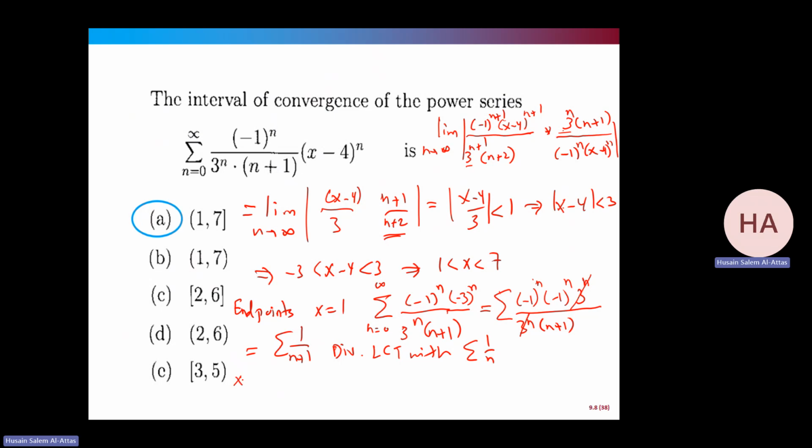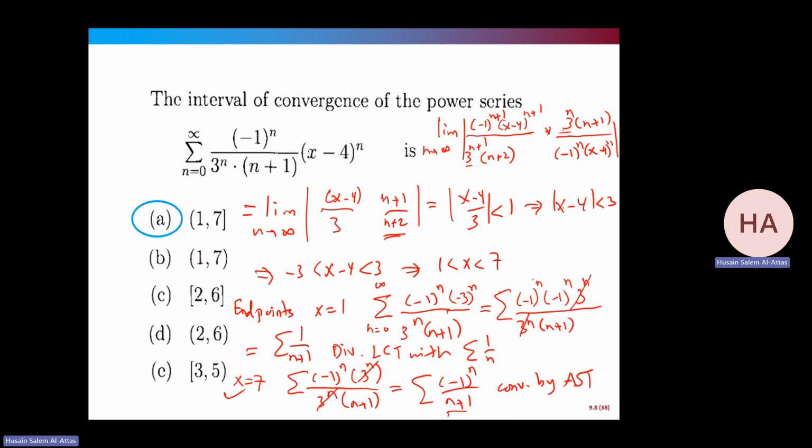Okay. X equals 7. What will I have? I have summation minus 1 to the power n, 3 to the power n, since 7 minus 4 is 3, over 3 to the power n, n plus 1. And this is cancelled, which is a very clear alternating series. So it converges by the alternating series test. It goes to 0 and is decreasing, everything is okay. So x equals 7 is included.